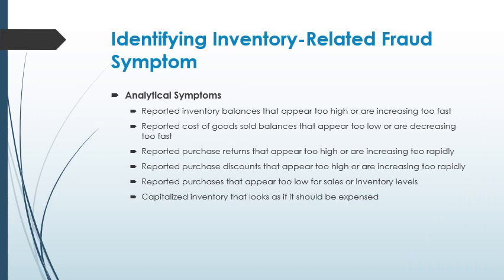Again, we will see the 6 categories of fraud symptoms, but this time we will see how they apply to inventory and cost of goods sold frauds. So analytical symptoms include reported inventory balances that appear too high or are increasing too fast, reported cost of goods sold balances that appear too low or are decreasing too fast, reported purchase returns that appear too high or are increasing too rapidly, reported purchase discounts that appear too high or are increasing too rapidly, reported purchases that appear too low for sales or inventory levels, and capitalized inventory that looks as if it should be expensed.